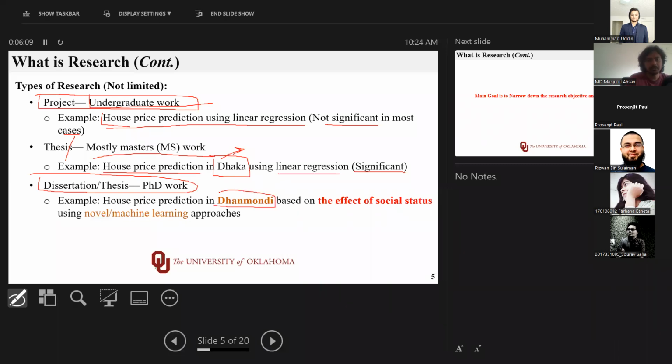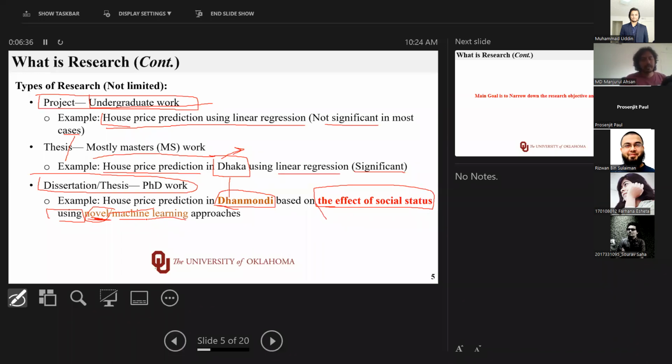So this time it's not Dhaka, it's a part of Dhaka, Dhanmondi. Based on the effect of social status, you are making it more limited, and this time you're using a novel approach. So you have the answer, maybe it could be a machine learning approach, but there are 1, 2, 3 particular different things which make you totally different.